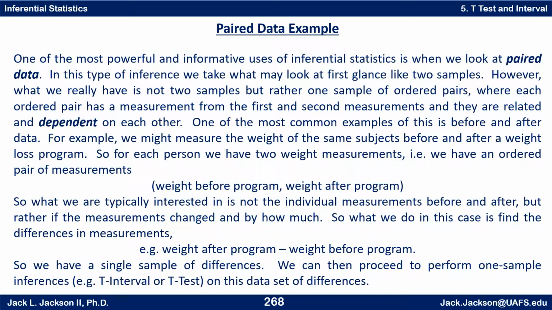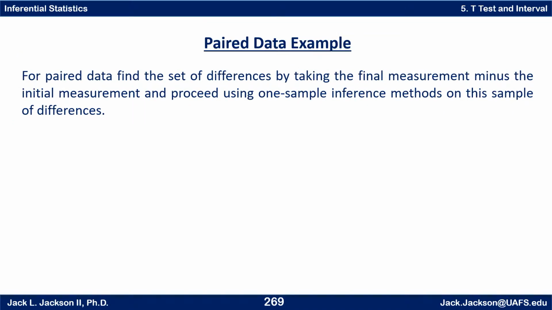So what we do in this case is we find the differences in the measurements: weight after the program minus weight before the program, for example. So we have a single sample of differences. We can then proceed to perform a one-sample inference, t-interval or t-test, on this data set of differences, but it's really just one set of differences. For paired data, we want to find the set of differences by taking the final measurement minus the initial measurement and proceed using one-sample inference methods on this sample of differences.